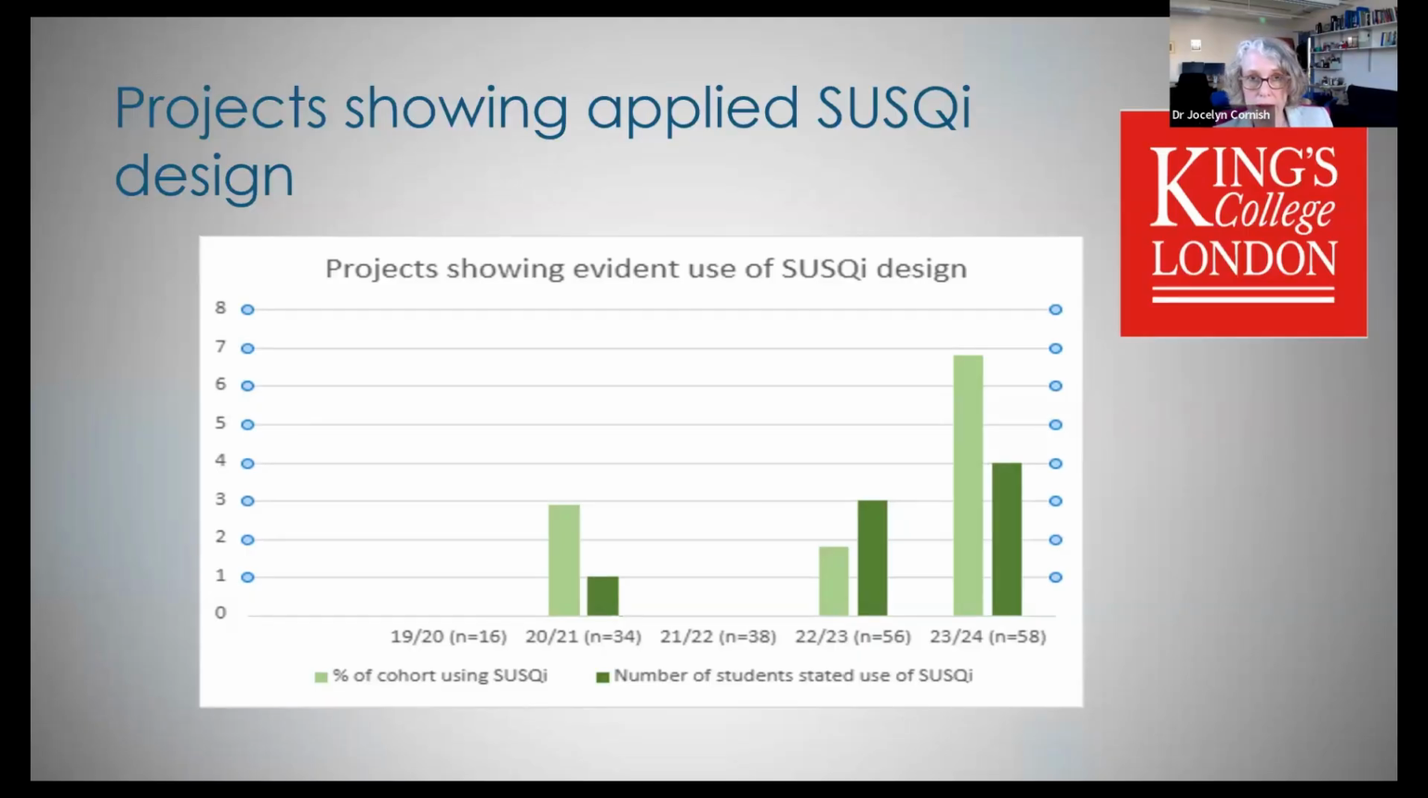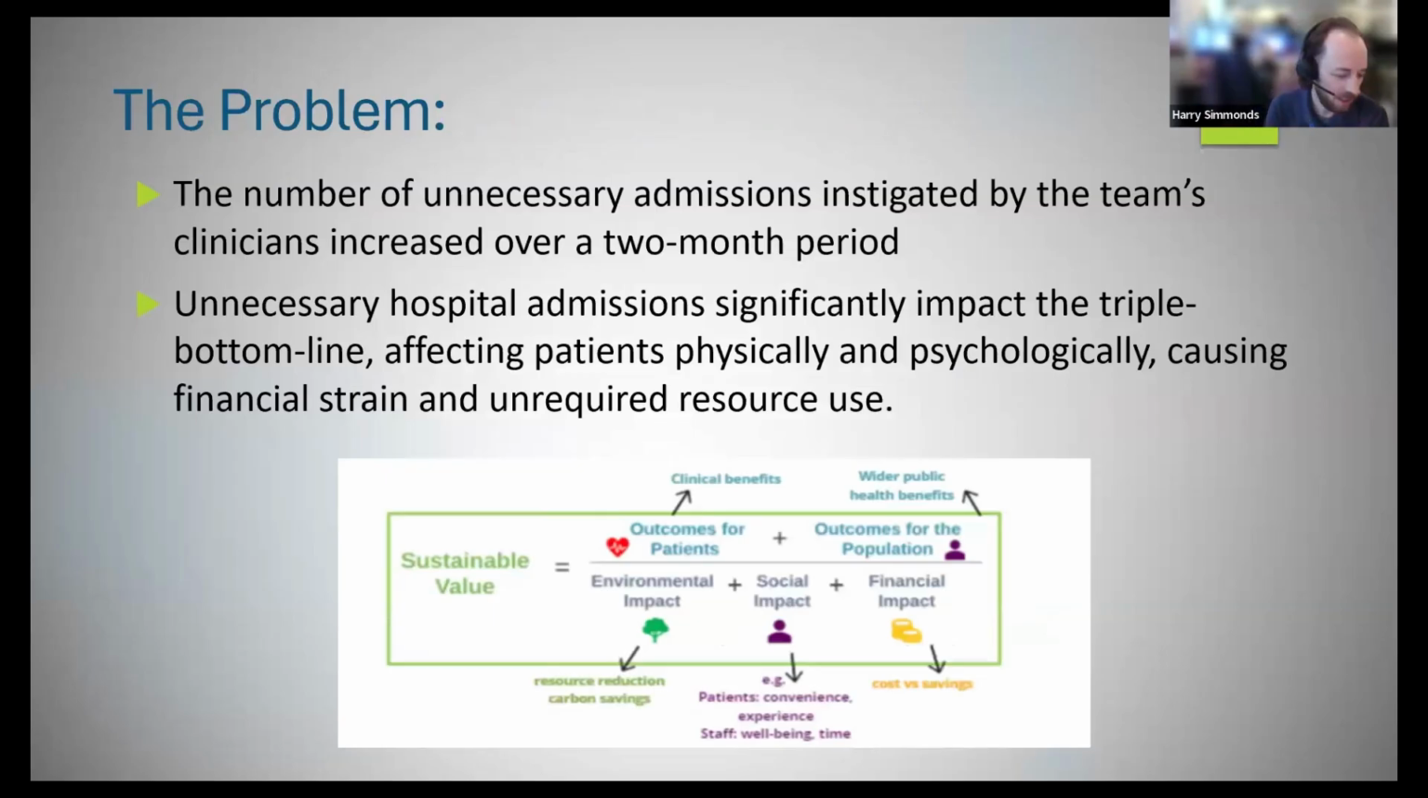Next slide, please. Hi, my name's Harry Simmonds. I completed the ACP Masters in 2023. I work as the Deputy Lead Nurse in the Camden Rapid Access Service, which is in inner London, and we support patients to stay at home and avoid admission when safe to do so.